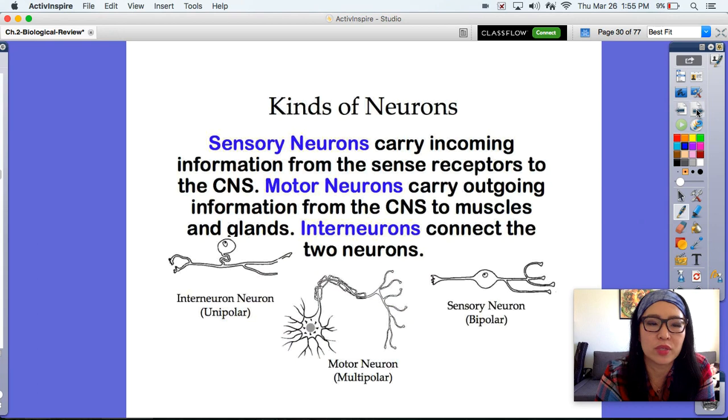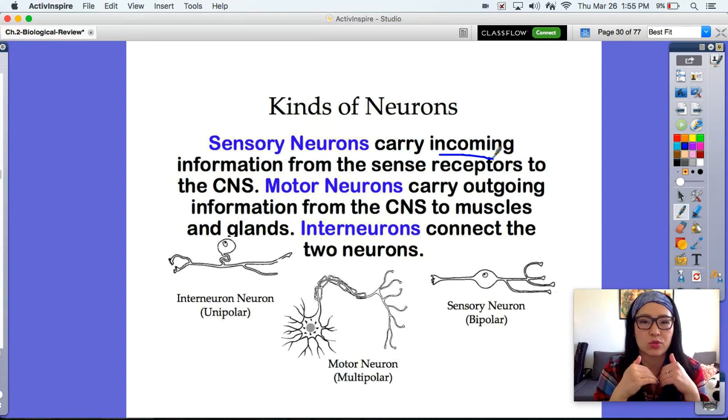Okay, then we have sensory neurons. Sensory neurons are going to carry incoming information from the senses inwards to the central nervous system. Motor neurons are going to carry outgoing information, so from the central nervous system outwards. Then we have the interneurons, which basically connect the two neurons.